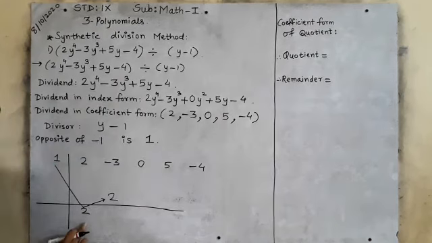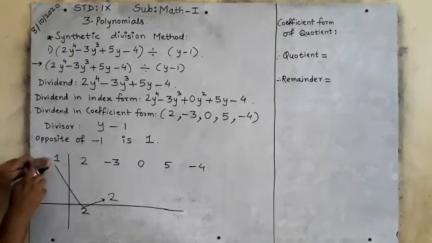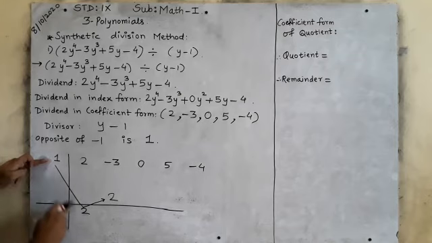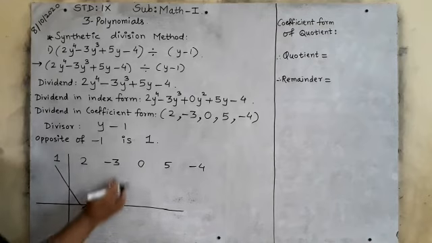First number will come always as it is. Then you will multiply here. Whatever the opposite of this number will come here, this you will multiply to this number. 1 2s are 2. Okay, then you have to do the solution here.